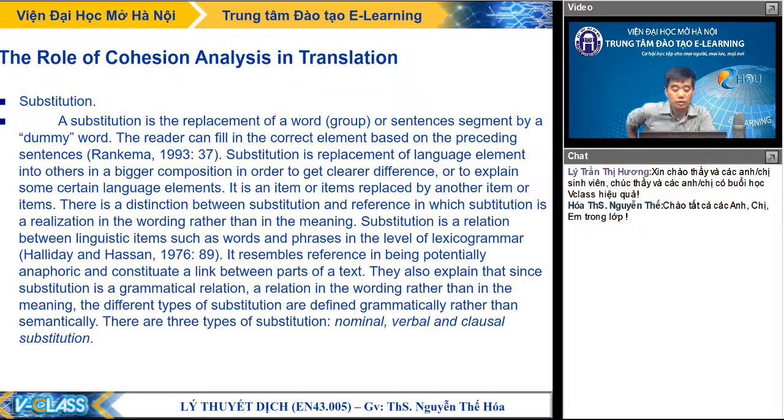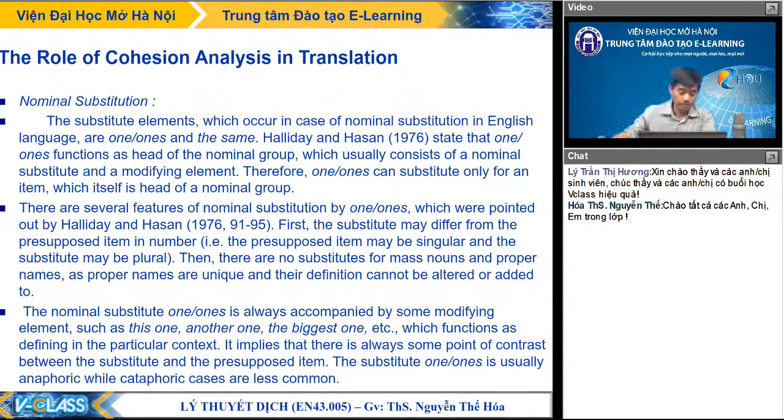There is a distinction between substitution and reference, in which substitution is a realization in the wording rather than the meaning. So we have three kinds of substitution: nominal substitution, verbal substitution, and clausal substitution. Yeah, we have three. Now we go into some kinds of substitution in detail. You can have a look at the examples here and try to invent some substitutions.